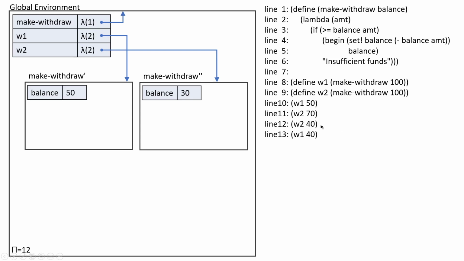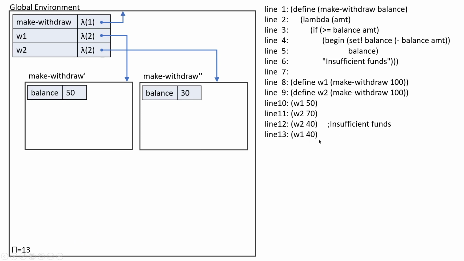This one here, now we're still with W2, we pass in the value 40. So we go to 40 here. Again, we create another scope. That should be a double prime, that's a typo. So W2 double prime gets the amount 40. Walk through all of this. Is balance greater than amount? It's not, so we get insufficient funds. And that's what that returns, is the string insufficient funds.